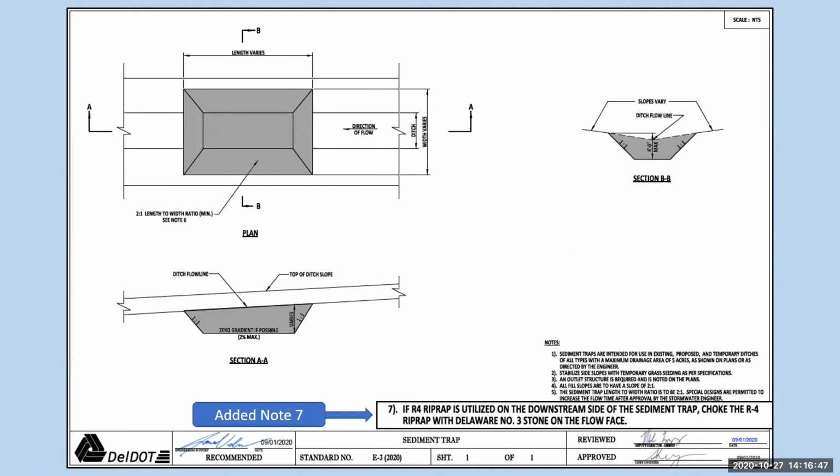Next is a sediment trap. Added note 7: if R4 riprap is utilized on the downstream side of the sediment trap, choke the R4 riprap with Delaware number 3 stone on the flow face.